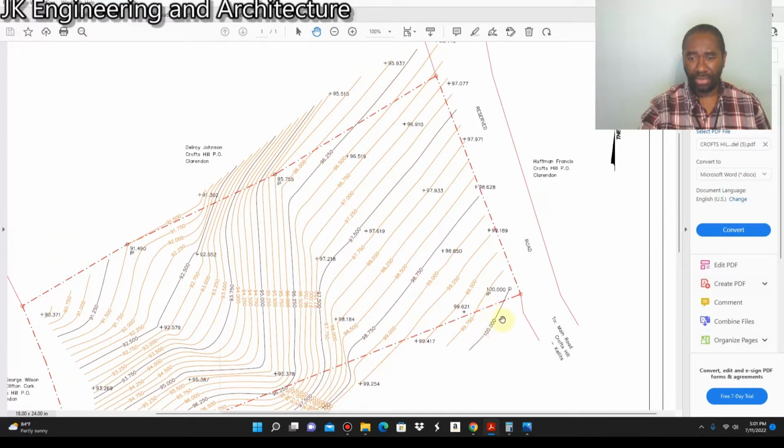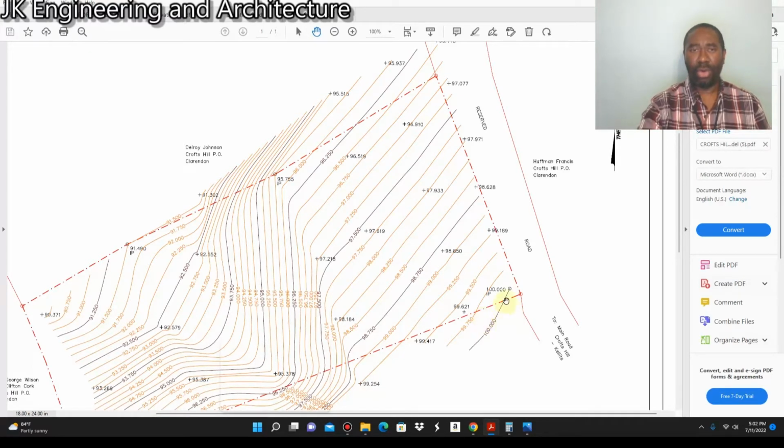What we have here, the first contour, the surveyor has gotten 100.00. In the event that you do not know where these numbers come from, when the surveyor goes into a certain area, he has a certain benchmark. He transfers his elevation from that benchmark onto the land. So evidently the benchmark in this area is somewhere around 100 or thereabouts.